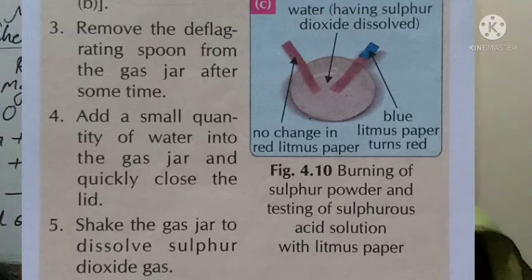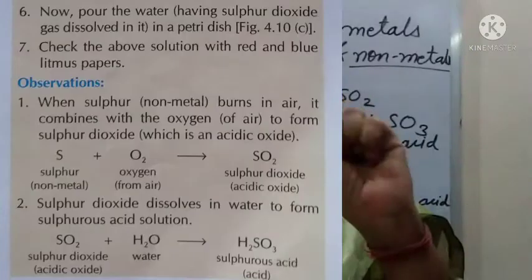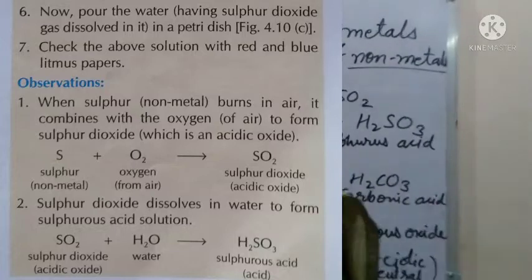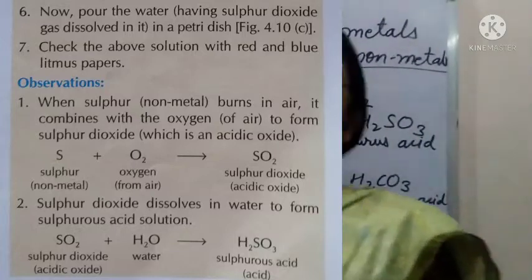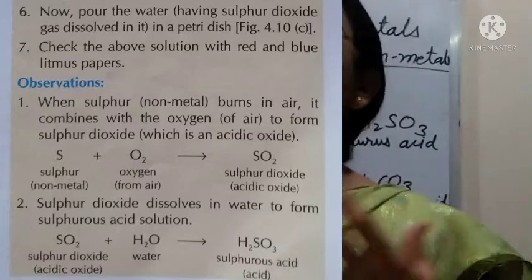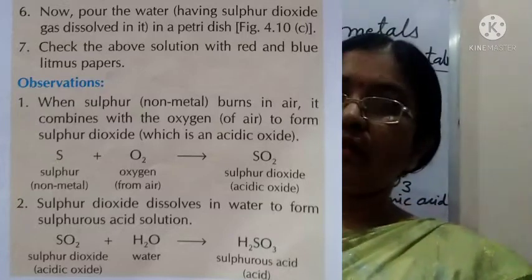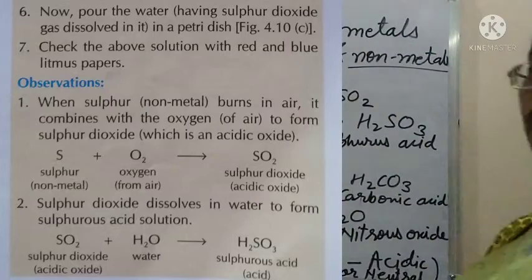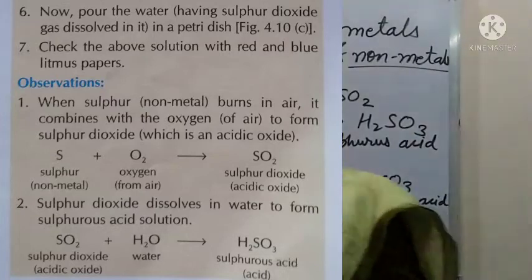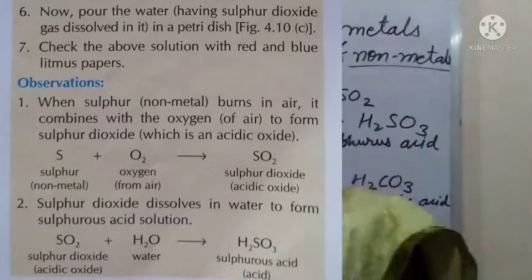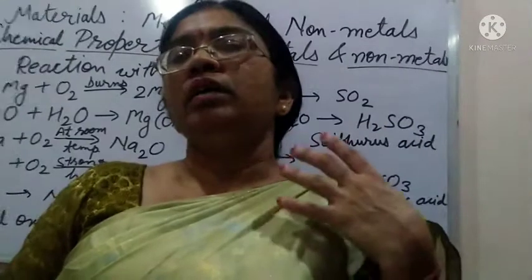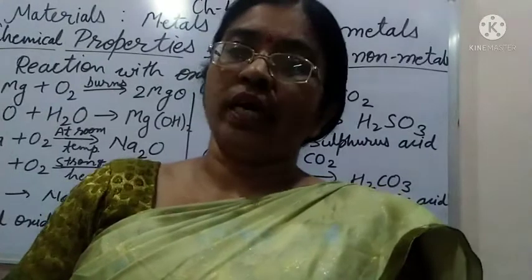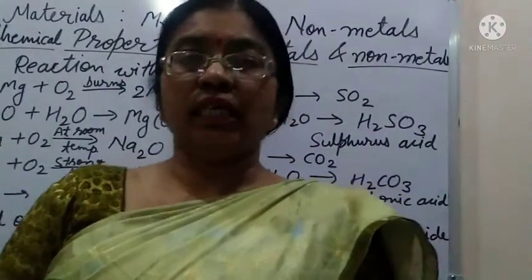Now after the sulfur powder has been completely burned, we will immediately open the lid slightly, or slightly open the lid of the gas jar, and we will pour some water in it and shake it well. Now this sulfur dioxide gas will mix well with this water, and sulfurous acid H2SO3 will be formed. If we do a litmus test on this acid, it will turn blue litmus into red. That means it is acidic in nature.